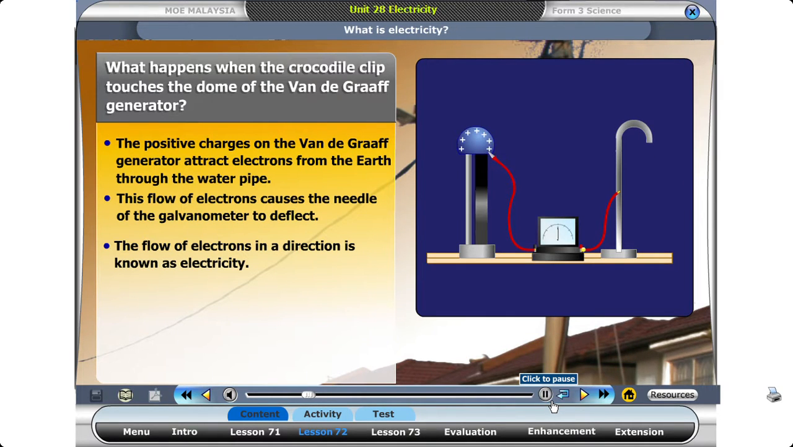Watch the animation. What happens when the crocodile clip touches the dome of the Van de Graaff generator? Yes, the needle of the galvanometer deflects. What does this show? The positive charges on the Van de Graaff generator attract electrons from the earth through the water pipe. This flow of electrons causes the needle of the galvanometer to deflect. The flow of electrons in a direction is known as electric current or electricity.